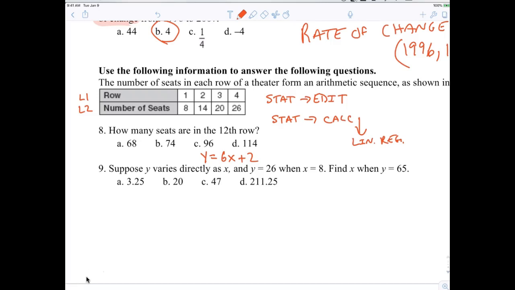Now, it says, how many seats are in the 12th row? Well, you have to keep in mind that the 12th row is the x value. So you plug 12 in for x. And when you plug 12 in for x, you get what? 74.